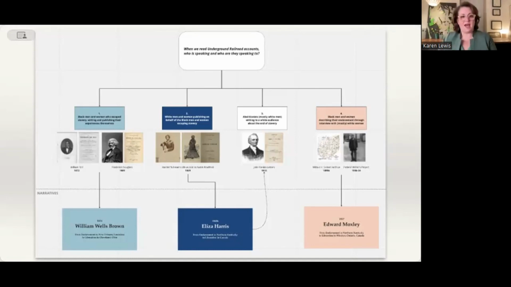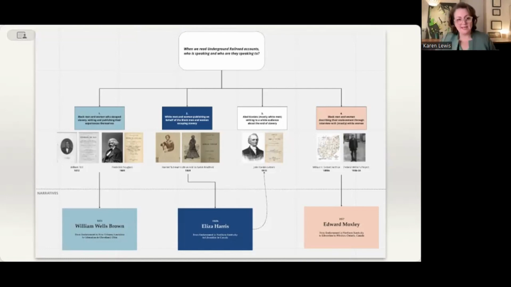Then there are the abolitionists, primarily white abolitionists, who are writing and publishing about the evils of slavery at the time. And then finally, in later years, through the WPA projects and through the Seibert archive, we have primarily white interview collectors receiving stories from Black men and women who were enslaved and how they escaped out of enslavement.